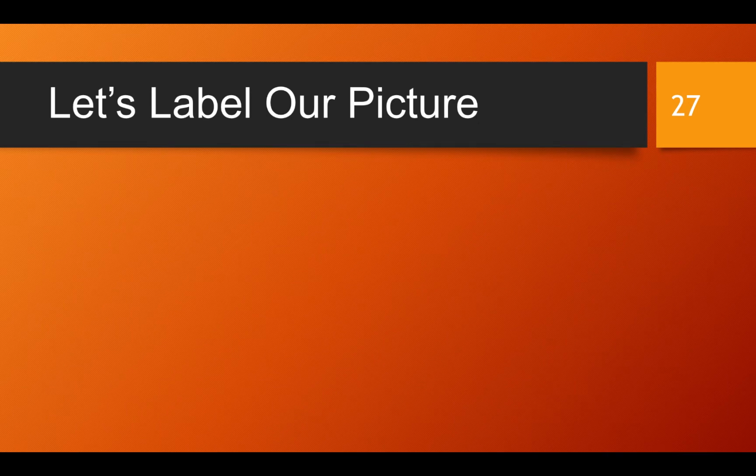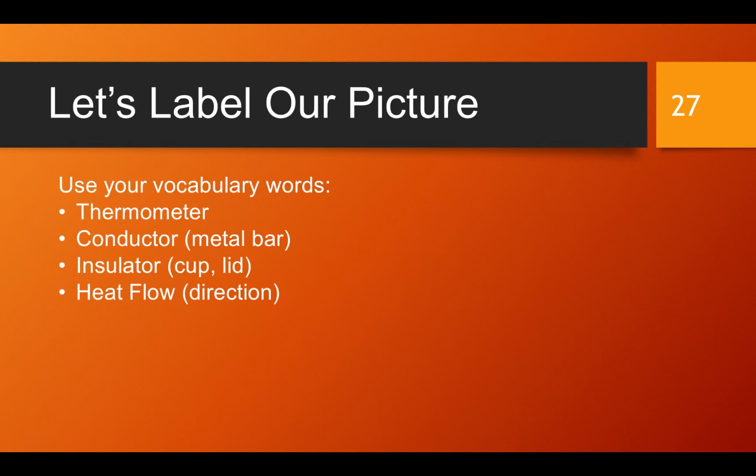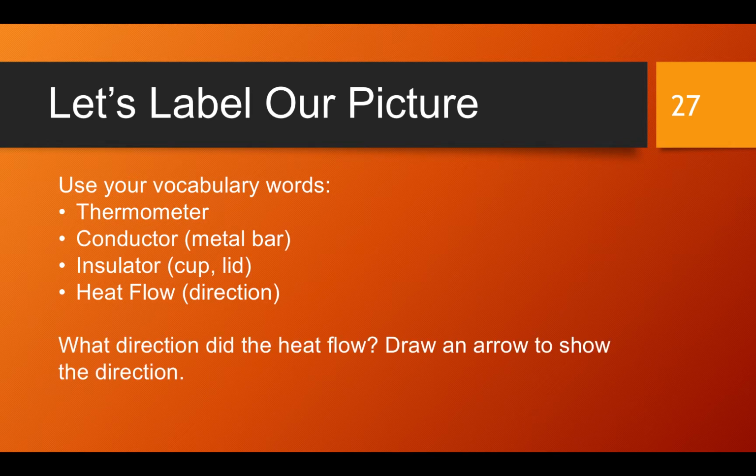Let's label our picture. We want to use our vocabulary words. Thermometer, conductor, or the metal bar. An insulator, both the cups and the lids are good insulators in this experiment. And heat flow, the direction of heat flow. Which direction did the heat flow between cups A and B? What we want you to do is draw these words onto the picture that you have in your data sheets. Also, make sure that you put the direction of the heat flow. Draw an arrow to show the direction for heat.